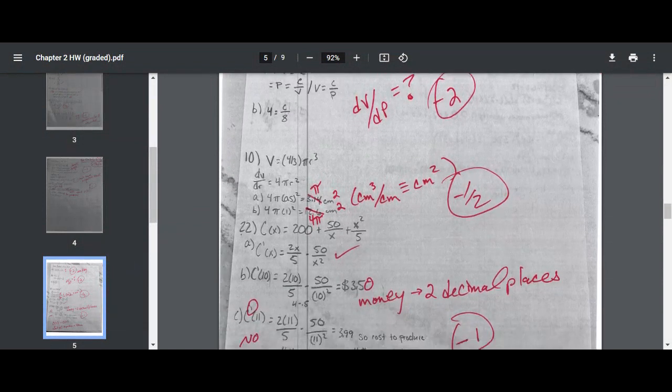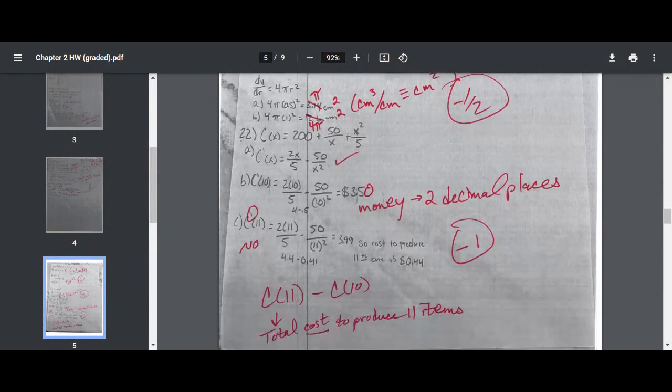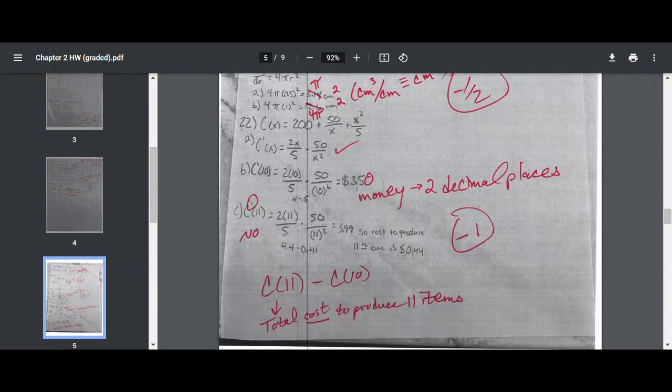So some of these, easiest one, number 22, it says, what's the instantaneous or the marginal cost for the 10th one sold? That's C prime at 10, which is correct. So you just plugged in 10 on your derivative. That's $3.50. But when it says what's the actual cost of producing the 11th one? You take 11 minus 10. Yeah, total cost, so not the derivative.